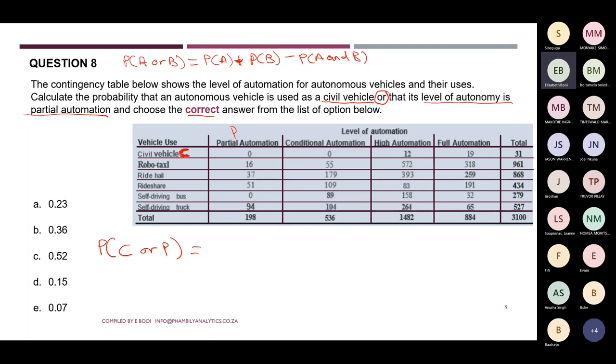And if A and B are mutually exclusive, then the probability of A or B will be the same as the probability of A plus the probability of B. Now, when do things become mutually exclusive? For mutually exclusive events, the probability of A and B will be equal to zero.